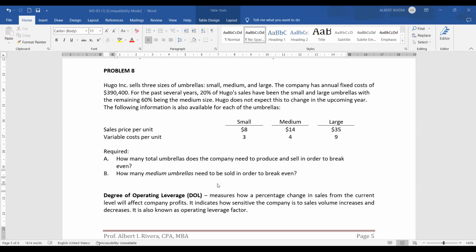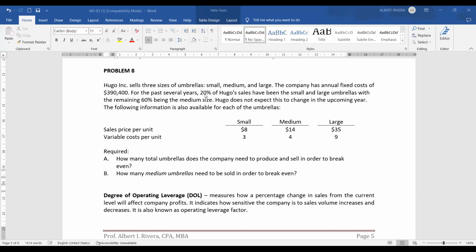Okay, so your step number 1 is to compute for the weighted average contribution margin, and that should be your CM times the corresponding sales mix. And the sales mix for this, for the past several years, 20% of the company sales have been the small and large umbrellas, with the remaining 60% being the medium size.